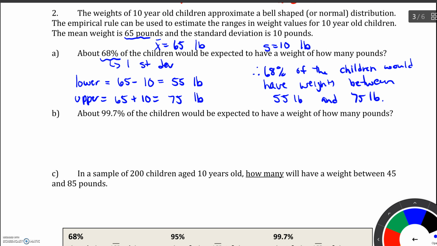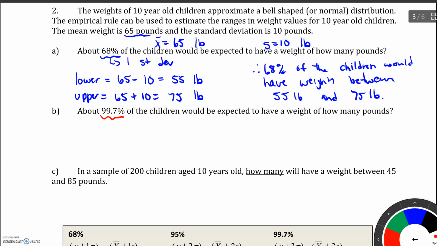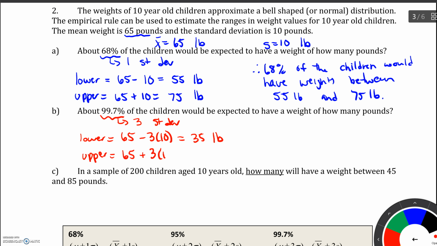Okay. Part B, we're switching out 68% for 99.7%. So that means when we do our calculation, we have to change from moving by 1 standard deviation to 3 standard deviations. So our lower limit would be the mean minus 3 times the standard deviation. So we'd have a lower limit of 35 pounds. The upper limit would be the mean plus 3 standard deviations. So that would give us an upper value of 95 pounds.